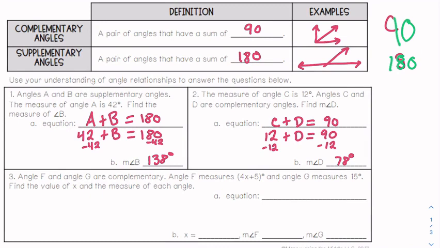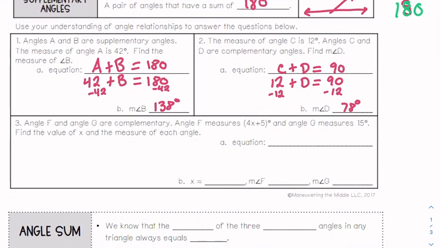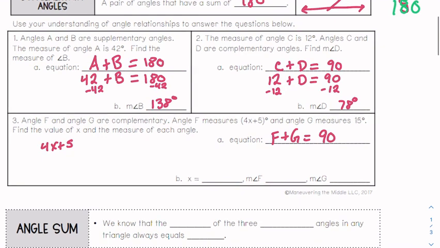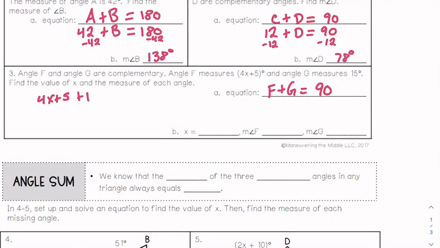Let's look at number 3. Angles F and G are complementary. So right off the bat, I know F plus G equals 90 because complementary is 90 degrees. Angle F measures 4x plus 5. So instead of F, I'm going to write 4x plus 5. And then I'm going to do 4x plus 5 plus G, which we know is 15. And that equals 90 degrees.